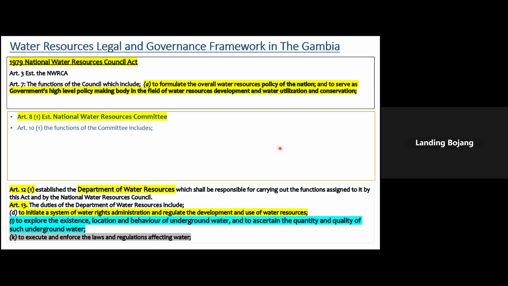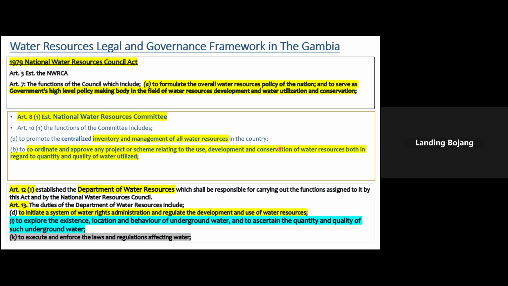Also, in the same act you have the National Water Resources Committee. This is a technical level body whose mandates include promoting centralized inventory and management of all water resources, and coordinating and approving any project or scheme relating to use, development, and conservation of water resources, both in regard to quantity and quality of water utilized, and also putting in place the licensing system for all water uses and users. But all this is not in place. The council is not meeting, and the committee is not meeting.